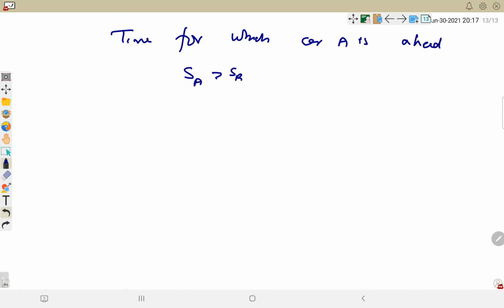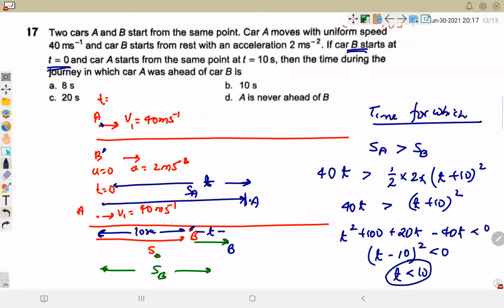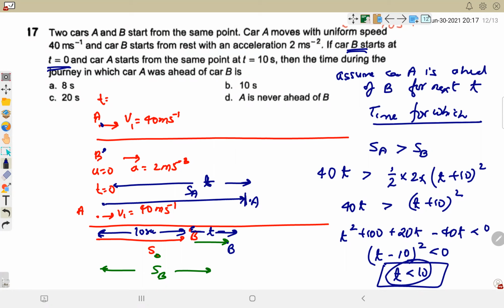SA is greater than SB. That means t has to be less than 20 seconds, क्योंकि 10 second तो already pass हो चुके हैं. इसके बाद अगले next 10 second तक. So हमने assume किया है, car A is ahead of B for next t seconds. Next t seconds means after the journey of B starts. So 10 second तो पहले हो चुके हैं.